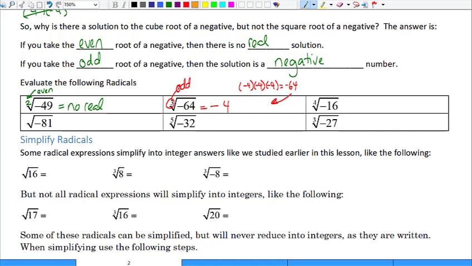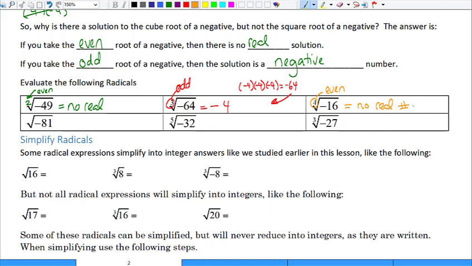On the next one, we have the fourth root of negative 16. Because the fourth root is even, are we allowed to have a negative inside the radical if it's even? Nope, you're not. So the answer is no, not a real number. No real number that works.